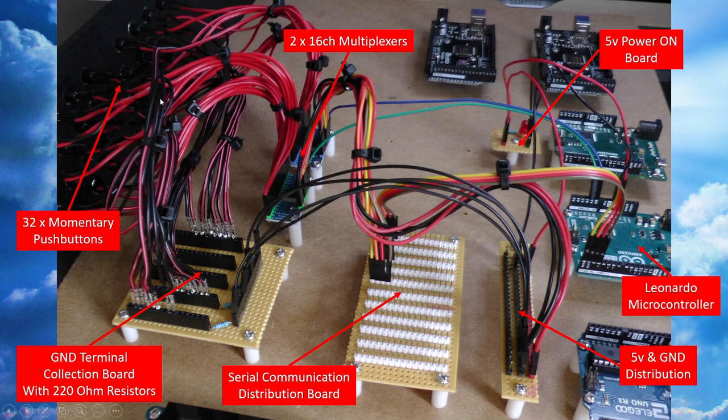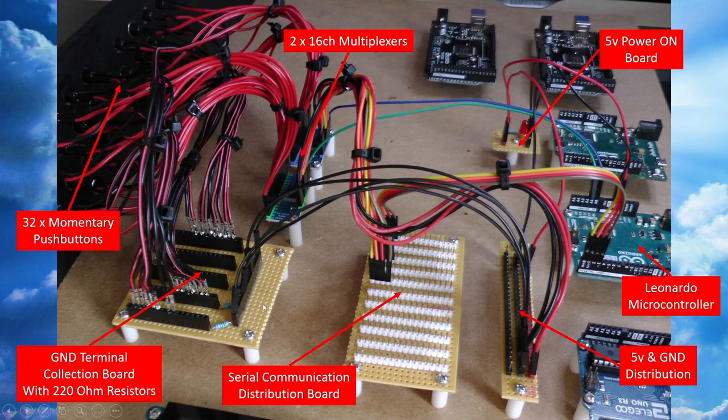And what makes it even messier still, if that wasn't enough, is of course you've got to find a ground return for each of those 32 push buttons back to the microcontroller. Now, I defy anybody to try and connect 32 black ground cables back to this directly. So what I've had to come up with is a ground terminal collection board, if you like. And because each of the ground returns needs to go through a 220 ohm resistor, I've had to solder some in here. So just by way of explanation, this is another copper strip board.